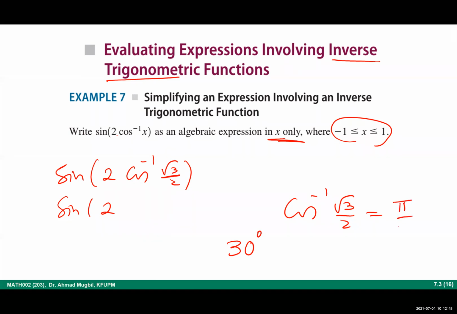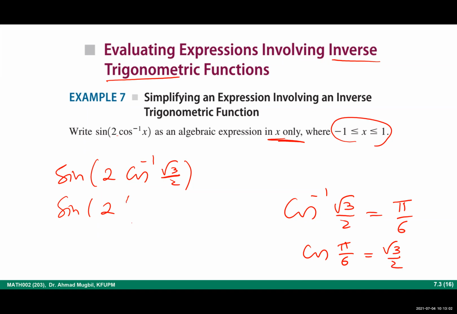Say pi over 6. Okay, grow up, shabab. Try to forget a little bit about degrees. Okay, 30 degrees or pi over 6. Yes, how to check? Because cosine pi over 6 is square root of 3 over 2. So this is so easy. Instead of cosine inverse, it is pi over 6.